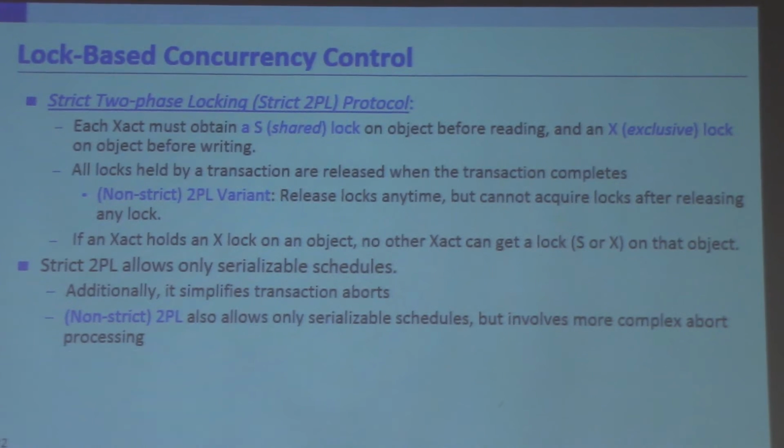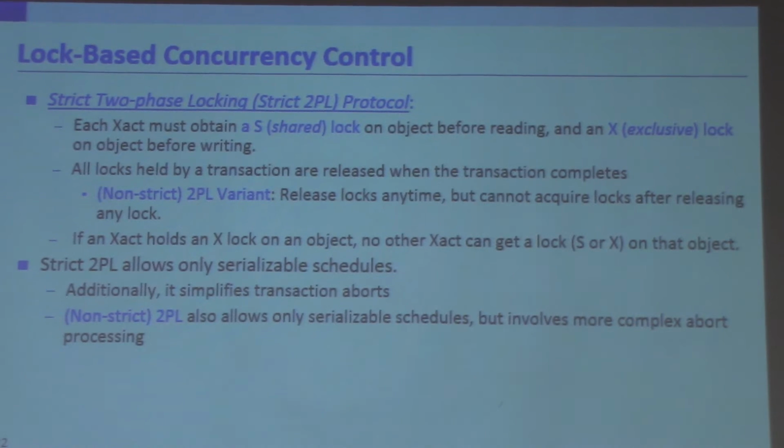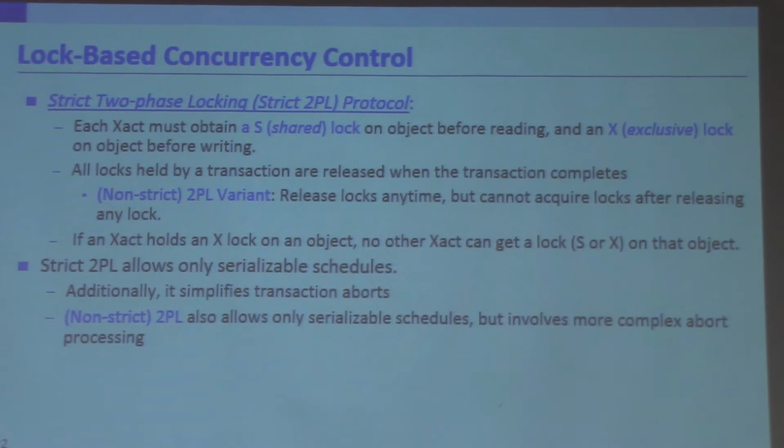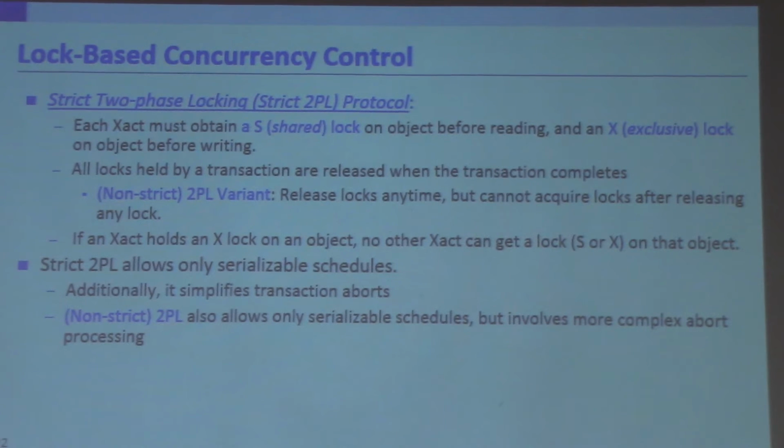Now here are the important claims. Strict two-phase locking allows only serializable schedules, and it does not introduce cascading abort. So it only allows serializable schedules and does not allow cascading abort.